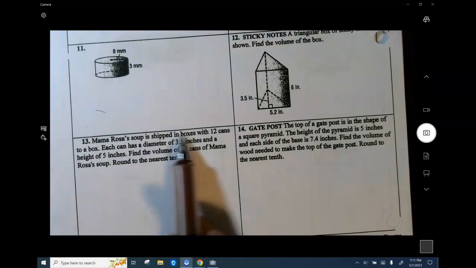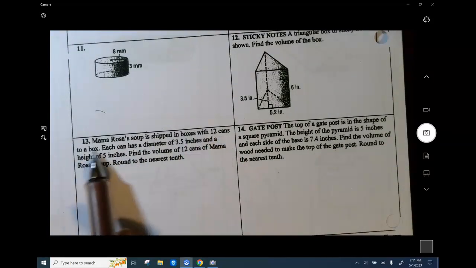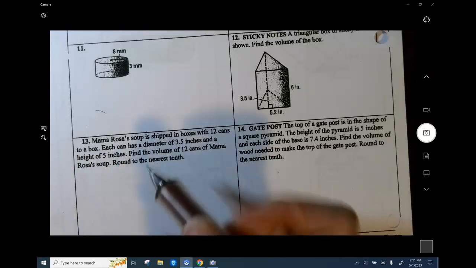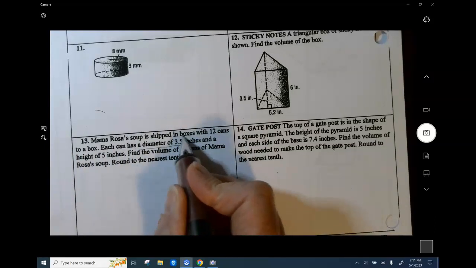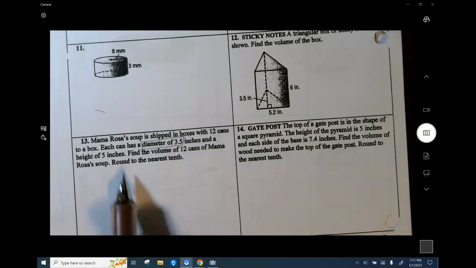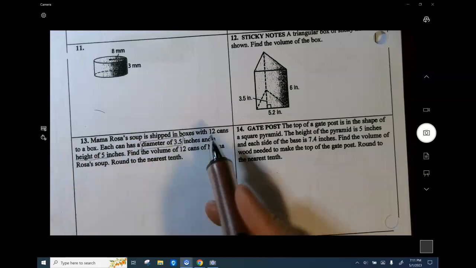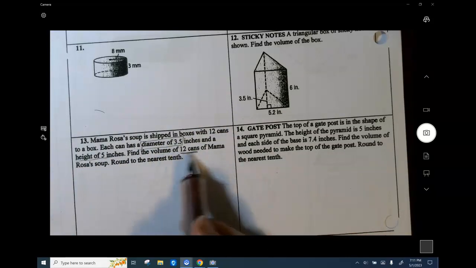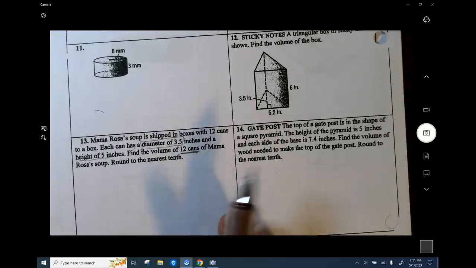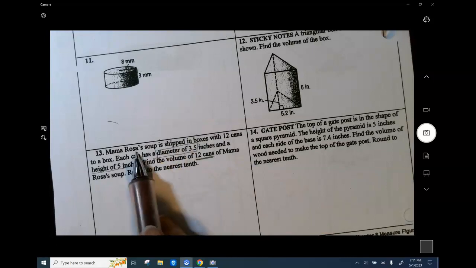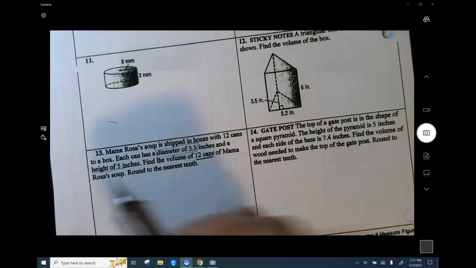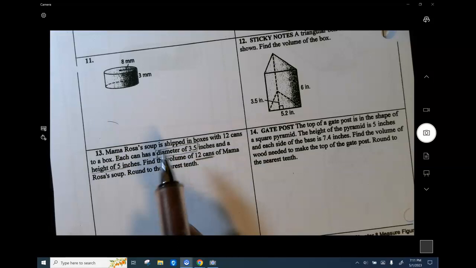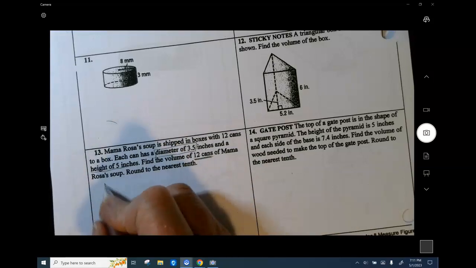Mama Rosa's soup is shipped in boxes with 12 cans to a box. Each can has a diameter of 3.5 and a height of 5 inches. Find the volume of 12 cans. So first we're going to find it for 1 can, then we're going to find it for 12. Okay, so what is this? Soup cans in a box. It says diameter, so we don't even have to believe. This is a cylinder.